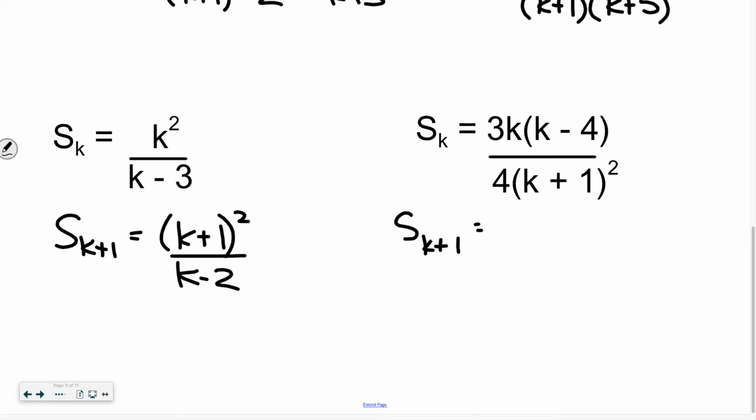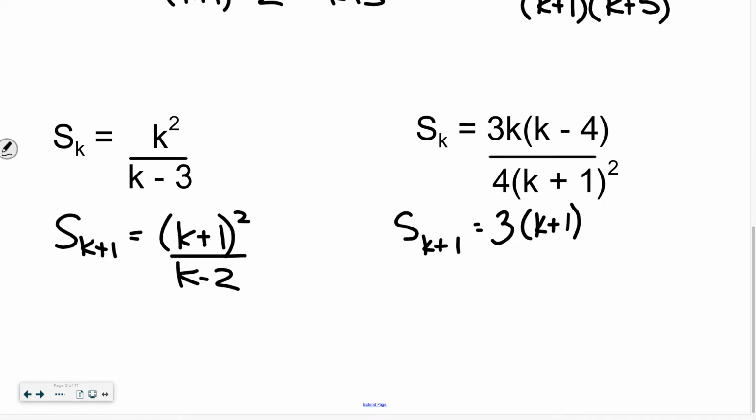3k times k minus 4 all over 4 times k plus 1 quantity squared. You just go through every single k in that formula needs to be turned into a k plus 1. So I've got a 3 times k, but now I'm going to put k plus 1, so I'll protect it with parentheses.